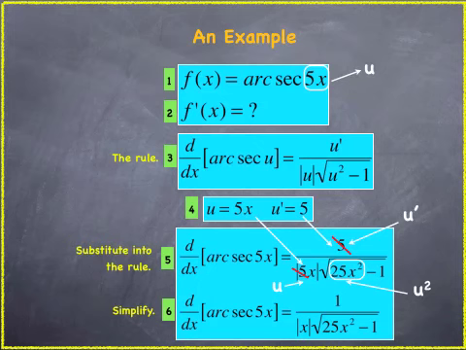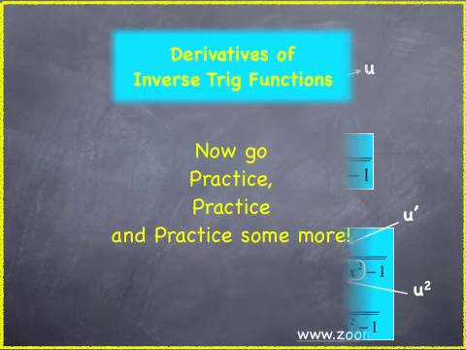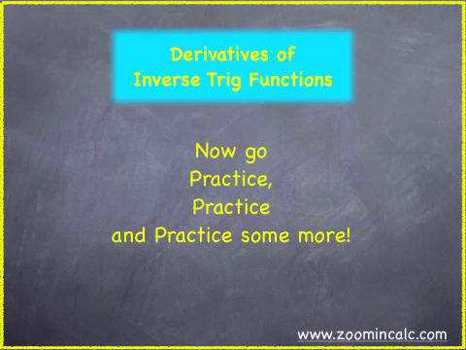Now, if we are dealing with a different trig function, we do the exact same thing. We just use the rule for that particular inverse trig function, identify our u and our u prime, plug it in, simplify, and then we're done. And that is derivatives of inverse trig functions. Now go practice, practice, and practice some more.